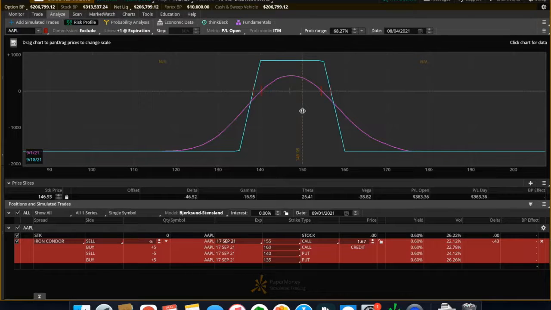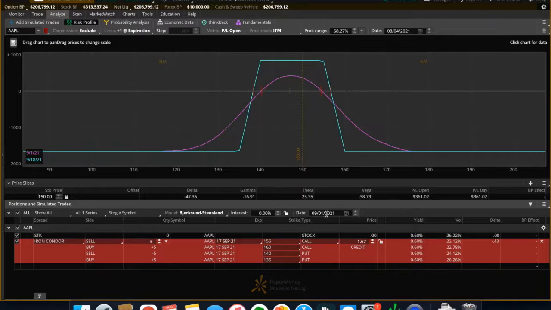Now, what if price in that month period of time, what if Apple went up to 150? Well, we can move this to 150, or another option is I can just type 150 in right here, and you'll see I would be up 361, so a little bit less. But you can see the P&L reflected there. So you can do this for any day.